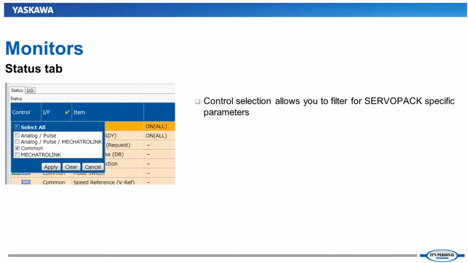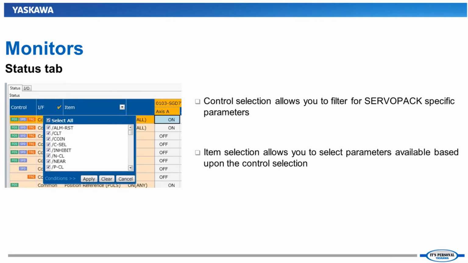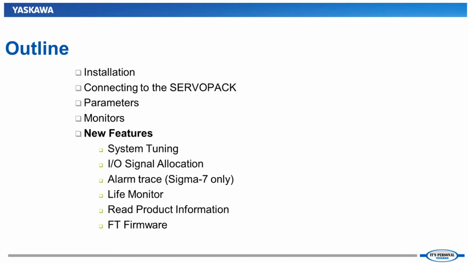The status tab has a similar filter system. So you've got your control method, and then from that we'll select the different items that you can select from.